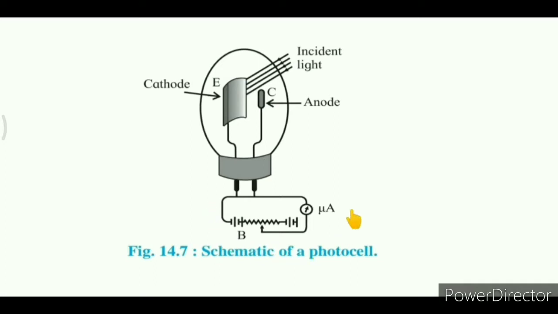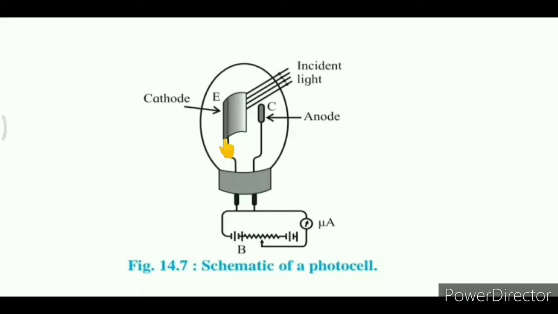Here the external circuit is also shown in this diagram. So these two electrodes, cathode and anode, are connected to an external circuit which has a high tension battery denoted by B and a microammeter denoted by µA. Instead of the photosensitive metal plate, the photosensitive material can be pasted in the form of a thin film on the inner walls of the glass bulb.